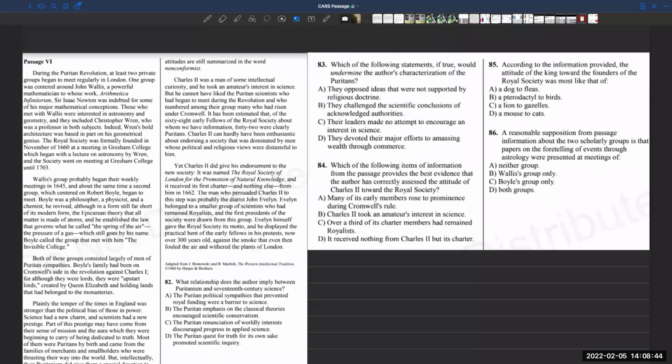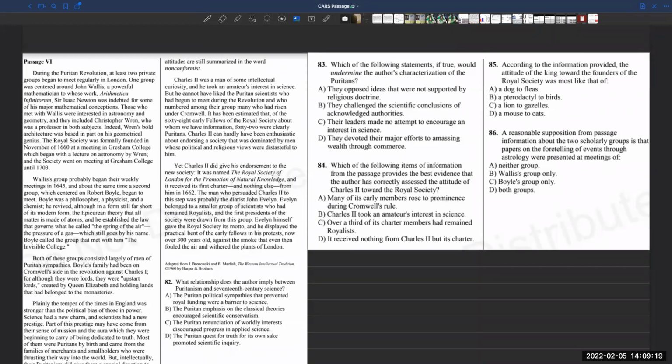During the Puritan Revolution, at least two private groups began to meet regularly in London. One group was centered around John Wallis, a powerful mathematician to whose work Arithmetica Infinitorum Sir Isaac Newton was indebted for some of his major mathematical conceptions. Those who met with Wallis were interested in astronomy and geometry, and they included Christopher Wren, who was a professor in both subjects. Indeed, Wren's bold architecture was based in part on his geometrical genius.